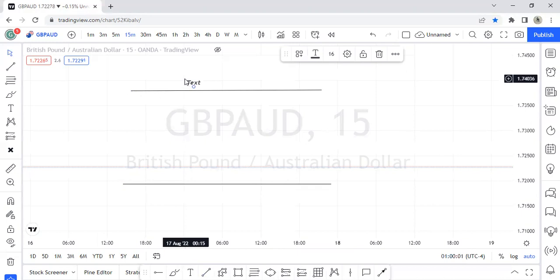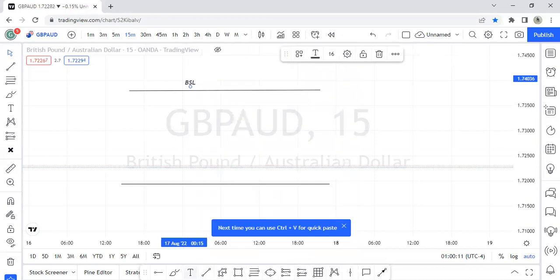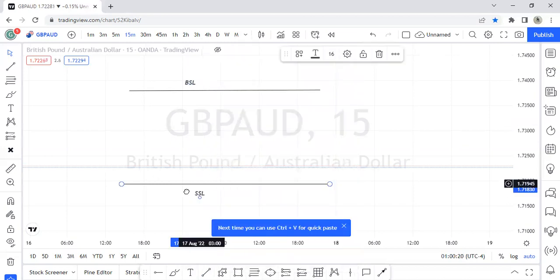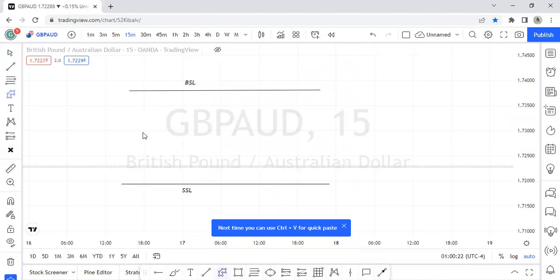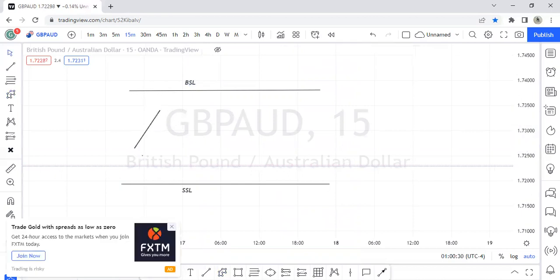At the top, you have what we call the buy side liquidity, the BSL, and then at the bottom, you have what we call the SSL. The concept of this is that when the market is making a resistance or a support, there are people that believe that if the market should break a resistance, it should keep going higher.